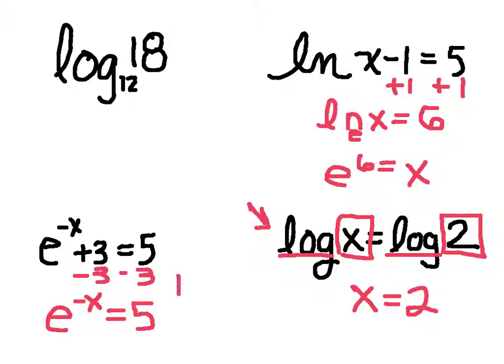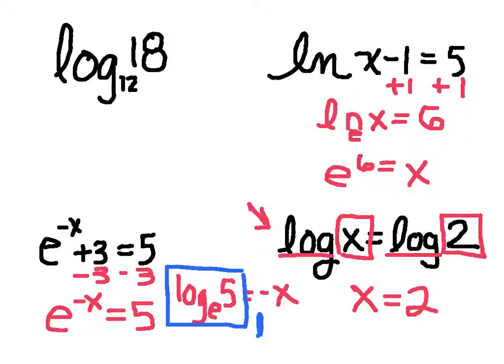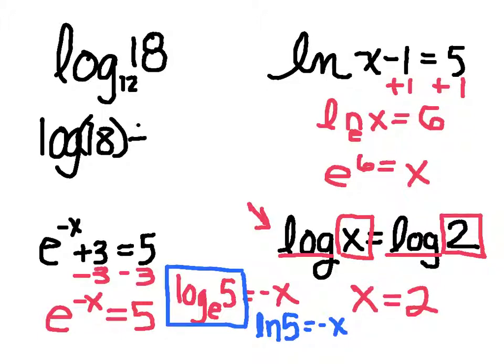If you convert this, this is log base e of 5 equals negative x. You need to know that to type this into your calculator, you type in ln 5. And then divide both sides by negative 1. And a problem like this is purely a calculator problem. You need to know that on the graphing calculator, it types in like this: log of 18 divided by log of 12. That's a change of base rule. That's definitely going to be on your test.